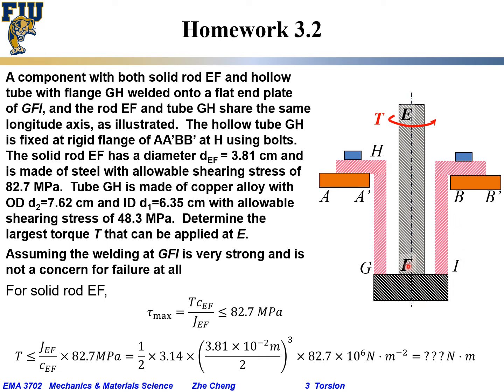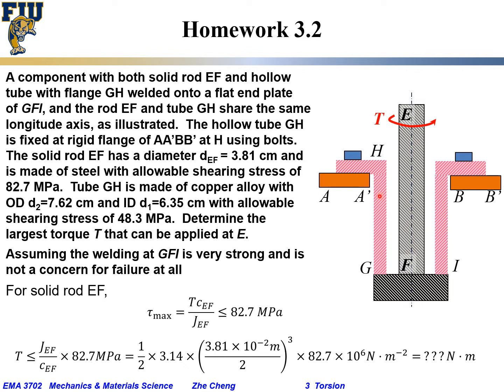The tube and the rod are together welded onto GFI, and the tube is fixed onto support A prime, B prime using bolts. The EF rod has a diameter of 3.81 centimeter and is made of steel with allowable shearing stress of 82.7 megapascal. So we know the material property, the diameter for this solid rod and its allowable shearing stress.